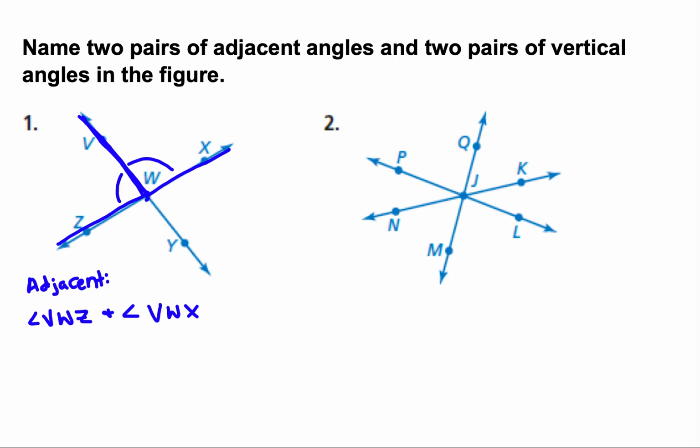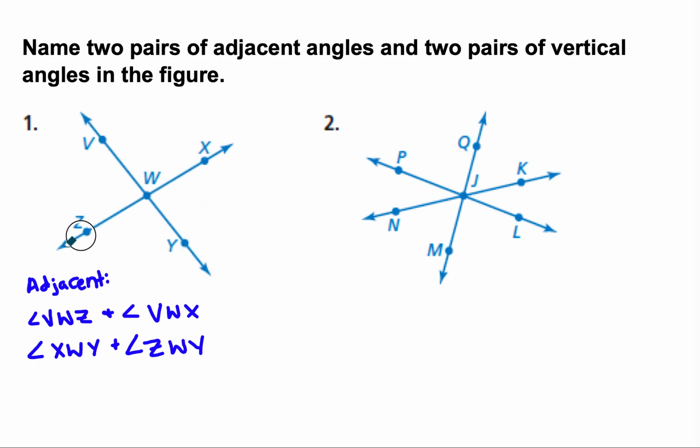Okay, now I need another pair of adjacent angles. I'm going to pick the ones that are down here. This one and this one, these two, I'm going to make those adjacent as well. So that would be angle XWY and angle ZWY. Okay, that's this one and this one. They both share this side. All right, so those are my adjacent angles.